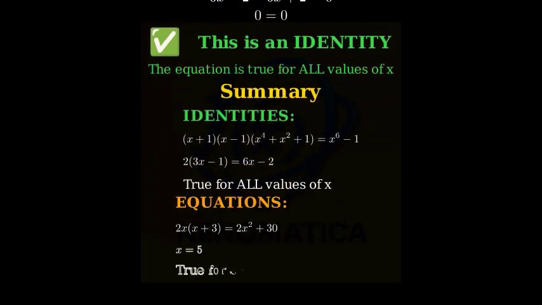On the other hand, a regular equation is true only for specific values of the variable. In our second example, 2x times x plus 3 equals 2x squared plus 30 is only true when x equals 5.